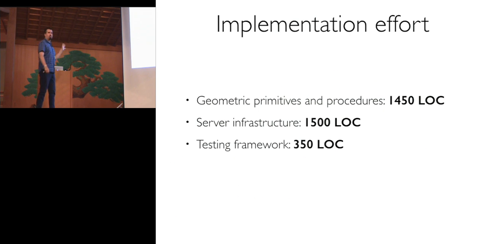Since this is an experience report, this is a mandatory slide with the implementation effort, which is amazingly modest. The whole geometry, which for the record we have never programmed before, especially in Scala, has been implemented from scratch and took less than 1,500 lines of code. And about the same amount has been spent on the server's infrastructure, which is nothing particularly exciting. Finally, the testing framework, which was directly built on this geometric primitive, is 350 additional lines of code, which I think is quite nice.